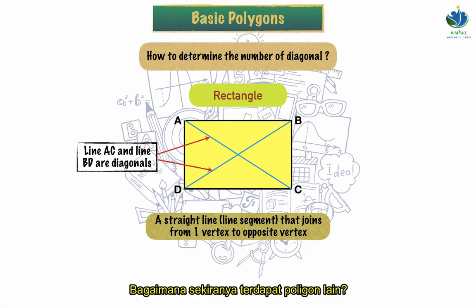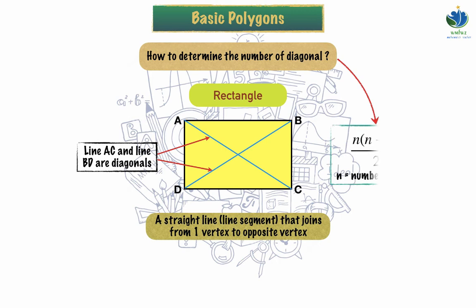What if we have another polygon? How do we calculate the number of diagonals? Actually there is a formula to use, which is n multiplied by (n minus 3), divided by 2. So you can also check the diagonals of the rectangle by using this formula.